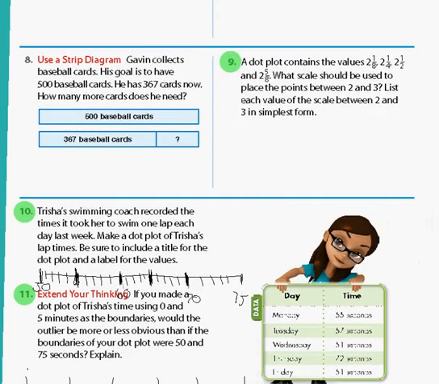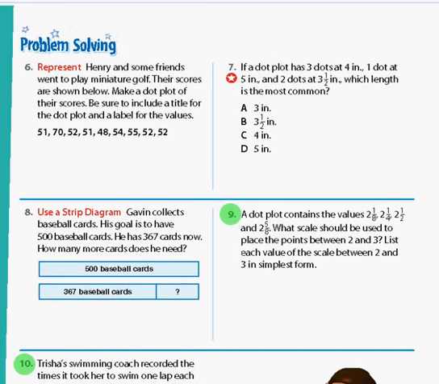Let's go and look at the second page. And I didn't highlight these, but you're going to do 6 on your own, and 7 on your own, and 8 on your own. I'll go ahead and read them for you. Okay, Henry and some friends went to play miniature golf. Their scores are shown below. Make a dot plot of their scores. Be sure to include the title for the dot plot and the label for the values. Okay. So number 6, you need to create a dot plot using that data right there.